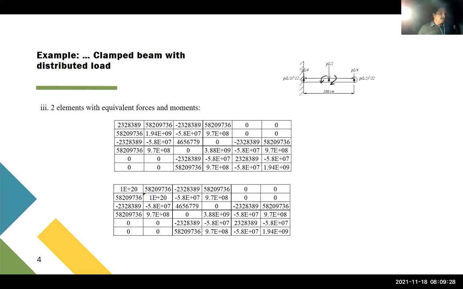We change these 2 elements of the matrix. We replace them by very large values, and we solve it. I'm sorry, before that, the equivalent forces on the end, this is big K times the value that I desire, which is 0.